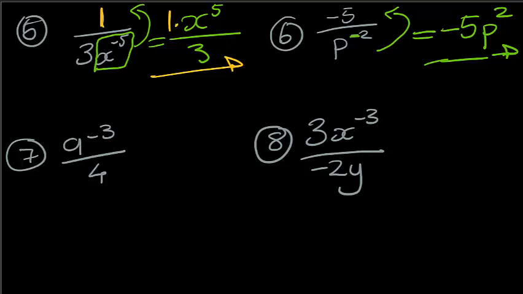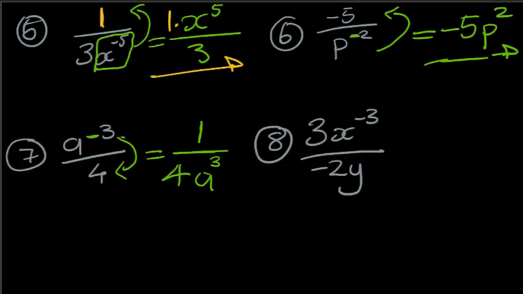Question 7, a to the power of minus 3 over 4. So again, my negative is on the numerator. It's going to become a denominator, which means it goes down. So my answer is going to be, the 4 stays at the denominator, a cubed goes to the denominator, and on the top, because everything's gone, I have 1.